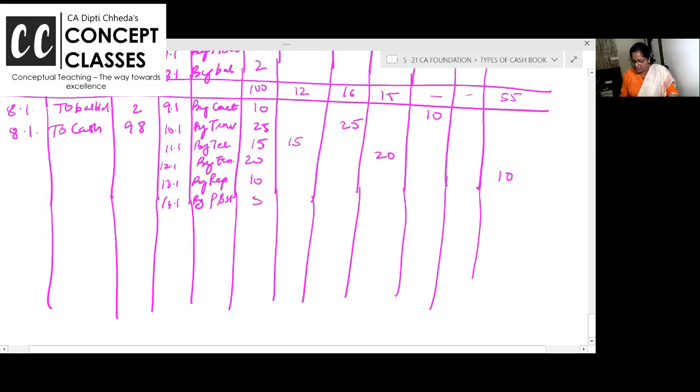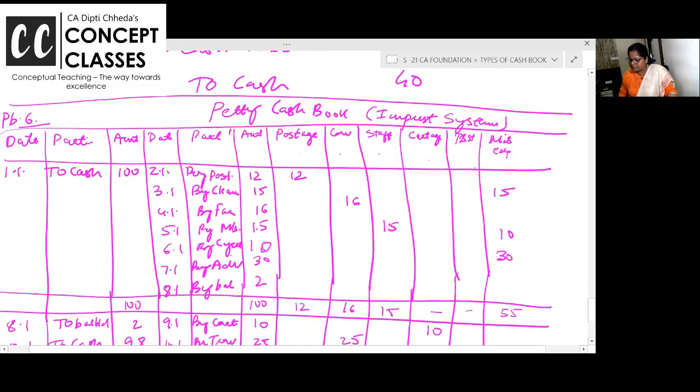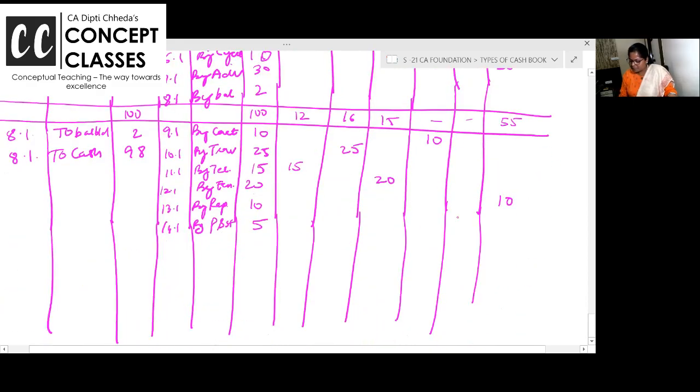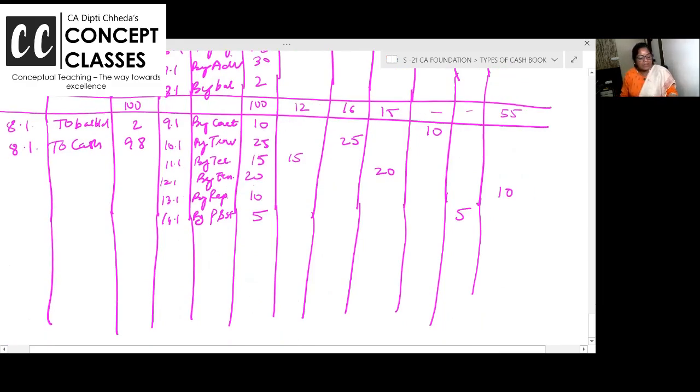Printing and stationery, 5 rupees. Printing and stationery, 5 rupees. Again, on 15th of January, some other stationery, 3 rupees. And now again, review the cash.